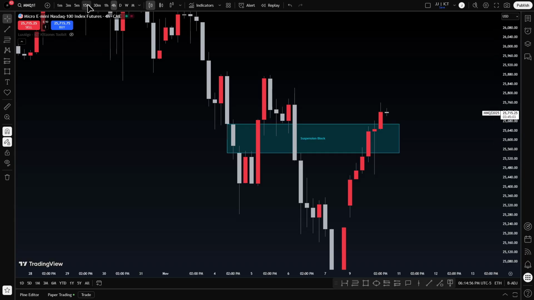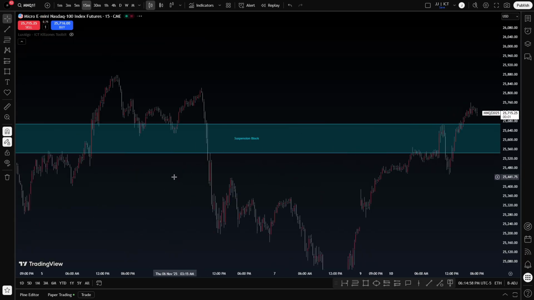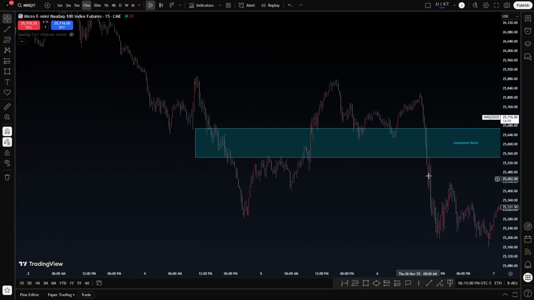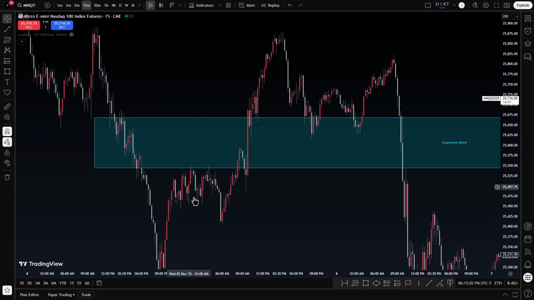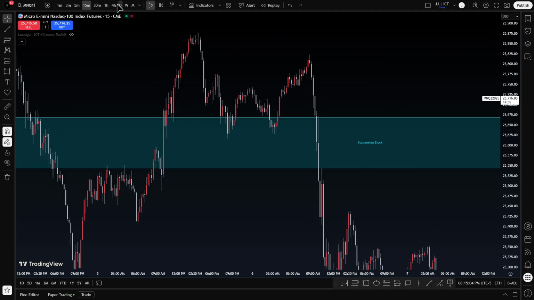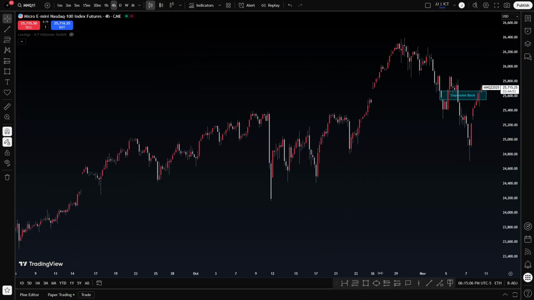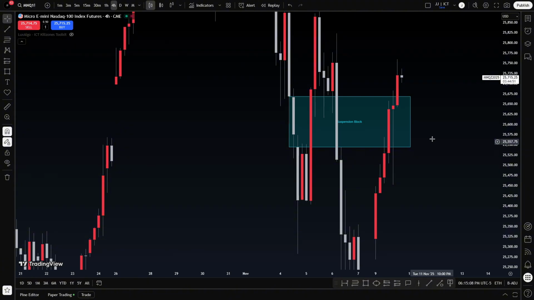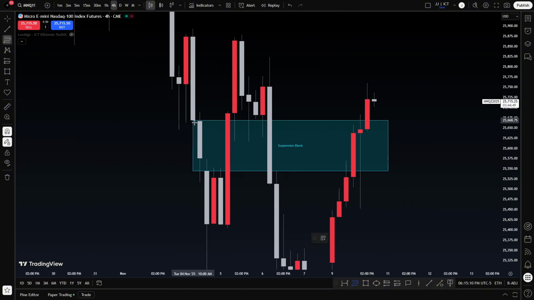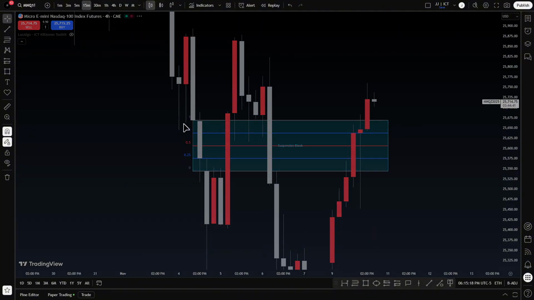So let's go to the 15-minute and actually look at some stuff, starting from the actual creation of the suspension block. First, you know what? Hold on. Before we do that, sorry, let me just do this real quick. We can actually have the levels on the chart on the lower time frame. Here's the quadrants right there, all the way over. Boom, there we go. Now let's go back to the 15-minute.